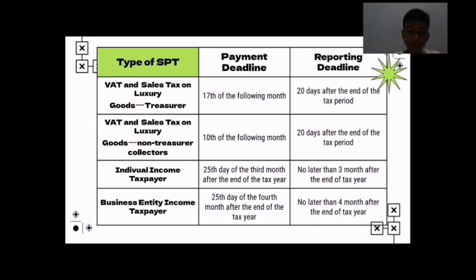The next one is individual income taxpayer. The payment deadline is on 25 days of the third month after the end of the tax year, and reporting deadline is no later than 3 months after the end of the tax year. The last one is business entity income taxpayer. The payment deadline is on 25 days of the fourth month after the end of the tax year, and the reporting deadline is on no later than 4 months after the end of the year.